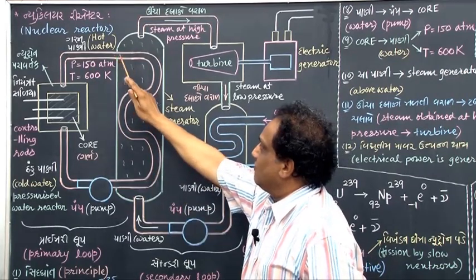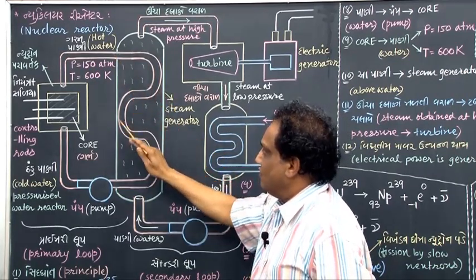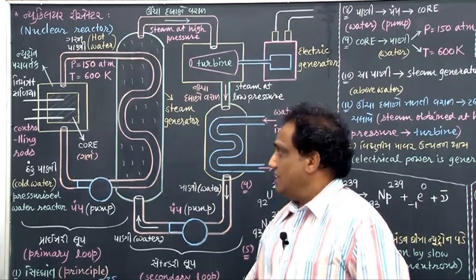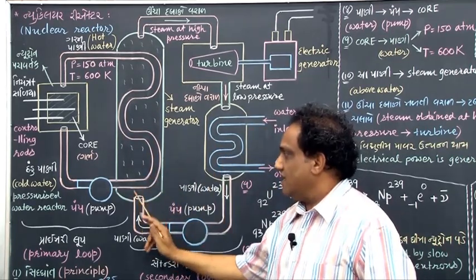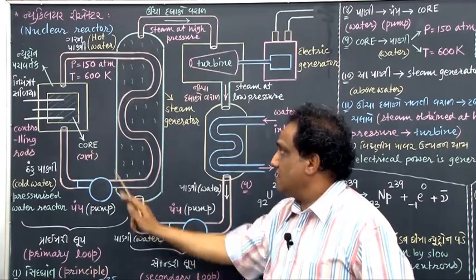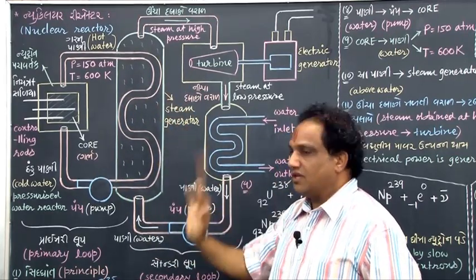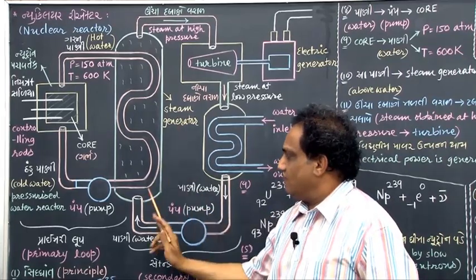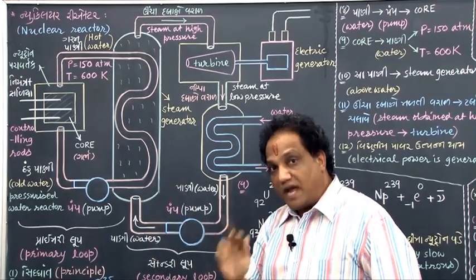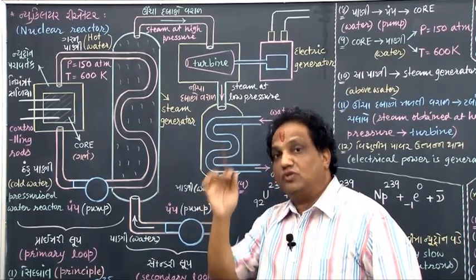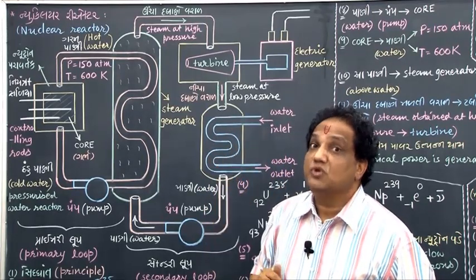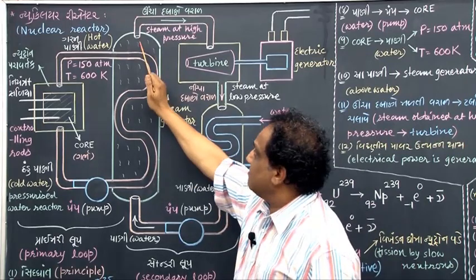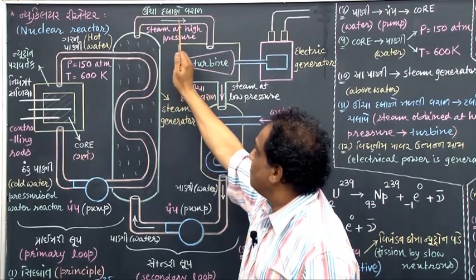Now, using that very hot water, we convert the water into steam in this vessel, which is called the steam generator. In this steam generator, whichever water enters is heated up to the boiling point of water. Finally, that water is transformed into steam, and that steam is allowed to pass through this tube.